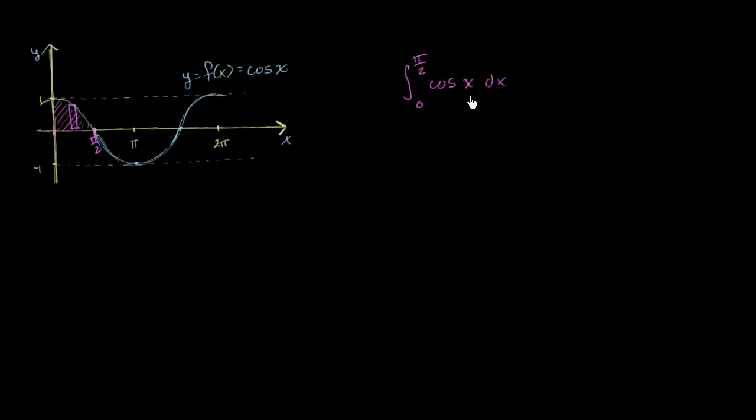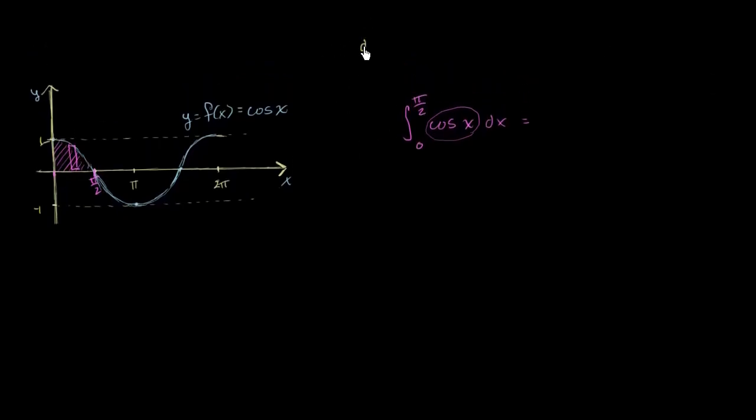The second fundamental theorem of calculus helps us. We just have to figure out what an antiderivative of cosine of x is, evaluated at pi over 2, and from that subtract it evaluated at 0. So what's an antiderivative of cosine of x? Well, we know that if we take the derivative of sine of x, we get cosine of x. So the antiderivative of cosine of x is sine of x.